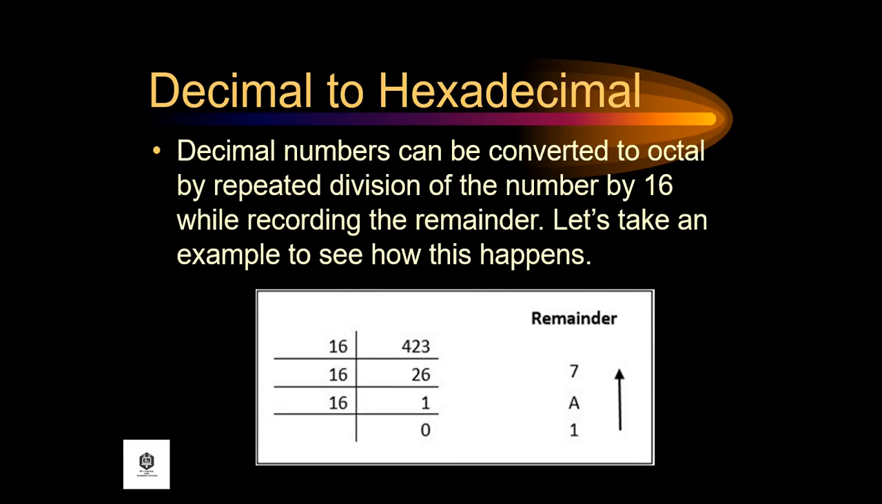Let's talk about decimal to hexadecimal. Decimal numbers can be converted to hexadecimal by repeated division of the number by 16 while recording the remainder. Let's take an example to see how this happens.